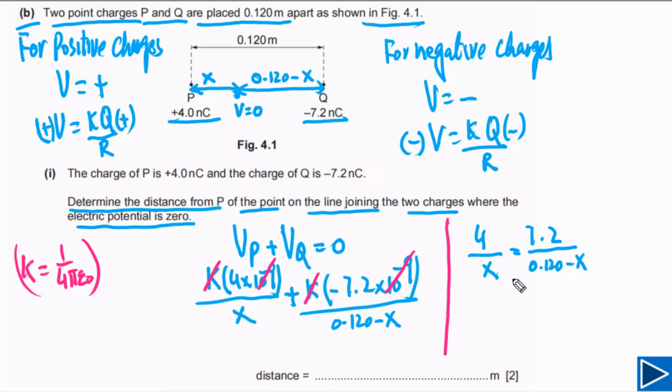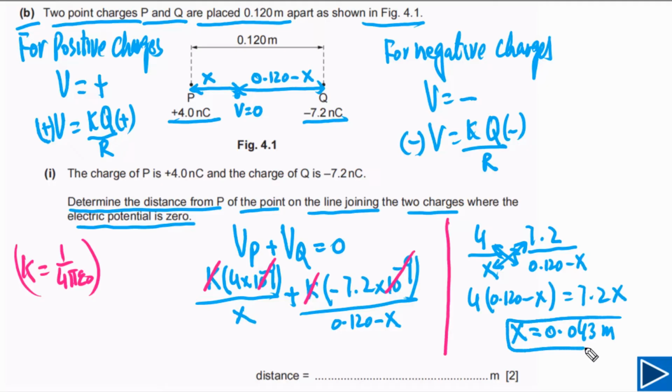Now, if we cross multiply, we get 4 times (0.120 minus x) equal to 7.2 times x. From here, we can find that the value of x will be 0.043 meters, and this is our final answer. Our final answer has 2 SF, because the least number of SF in the data is 2. So we are using 2 SF here.